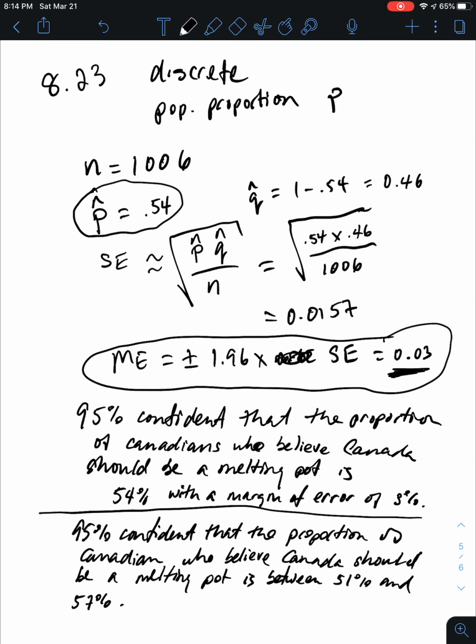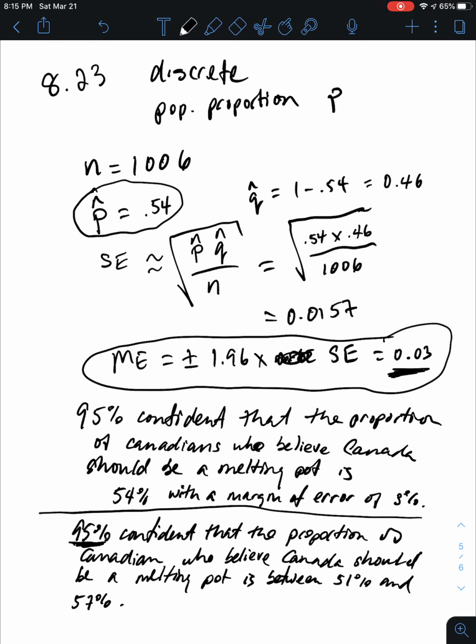One thing to note is that we're 95% confident that the number is over 50%, so that is something else that we could say. We're 95% confident that the proportion of Canadians who believe Canada should be a melting pot is greater than 50%. So that's something else we could conclude from this.